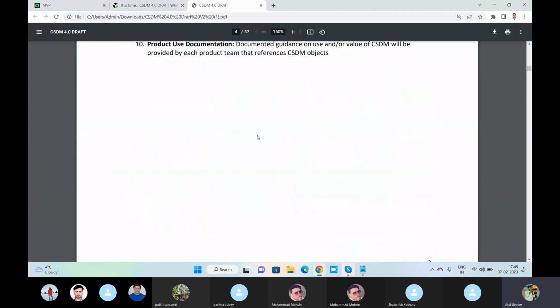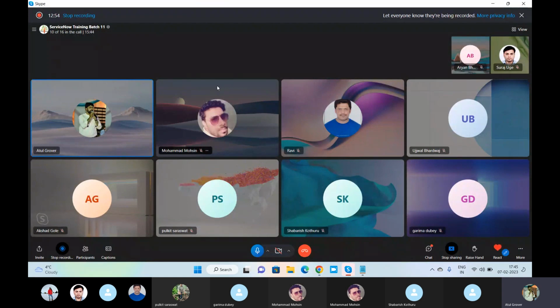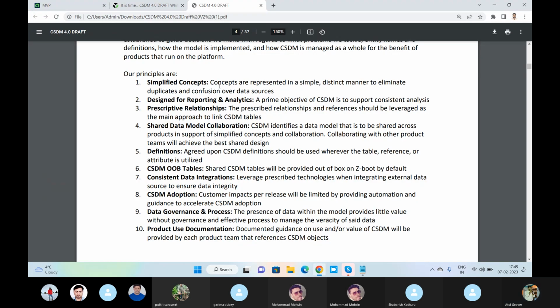So this model has a defined principle, and these are the principles here. Number one, simplified concepts. For everybody, there should not be any kind of differentiation in the words, in the terms. For everybody, terms should be equally important and equally understandable. We call this thing by this name only. It is designed mainly for reporting purposes. It defines some predefined relationships, that is, how this particular service is related to this particular service.